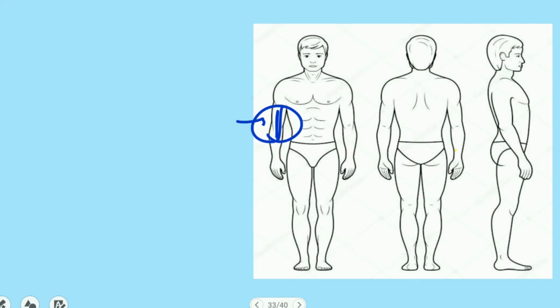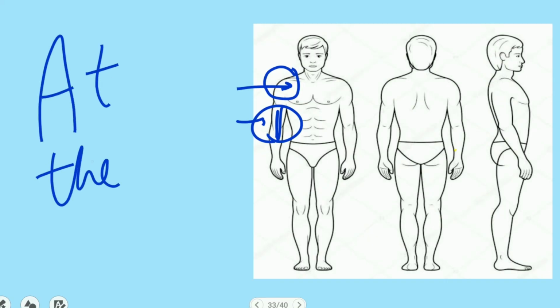Likewise, you will not say that deltoid causes abduction of the shoulder joint. This is not the right way. The right way is deltoid causes abduction at the shoulder joint. So two things are important, two words are important. At the joint. This is very much important.